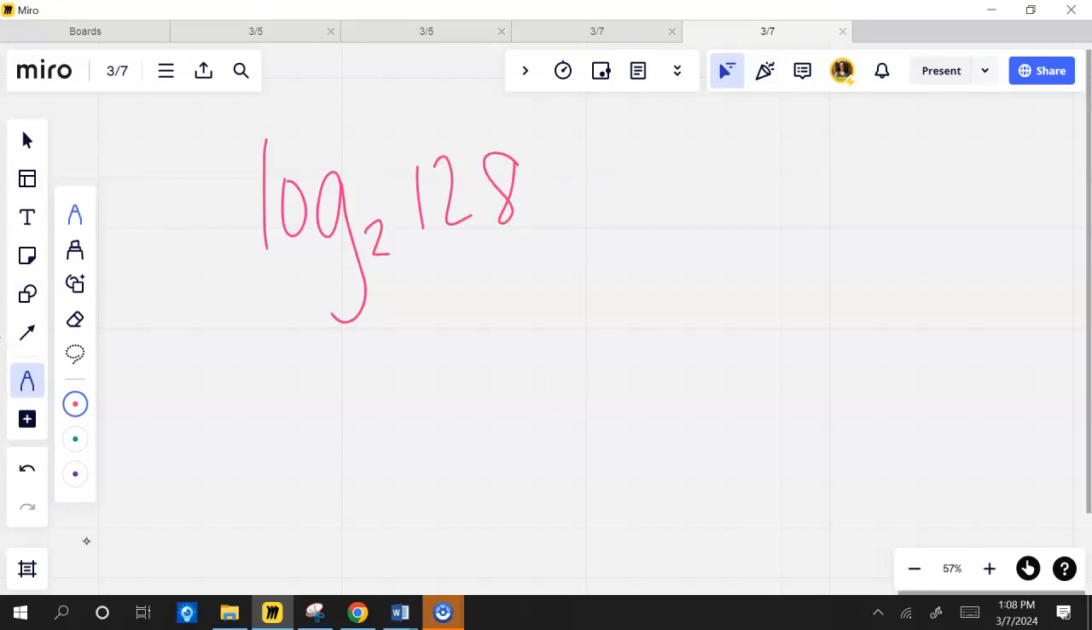Tell me what this equals. Not just changing the form, but tell me what it equals.